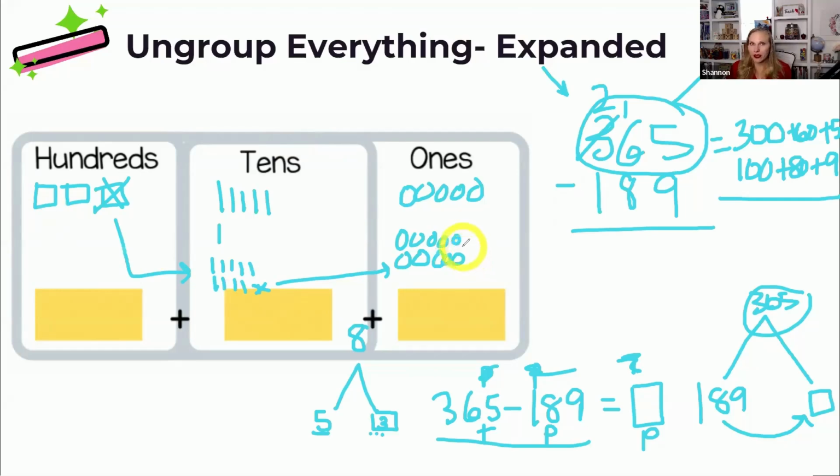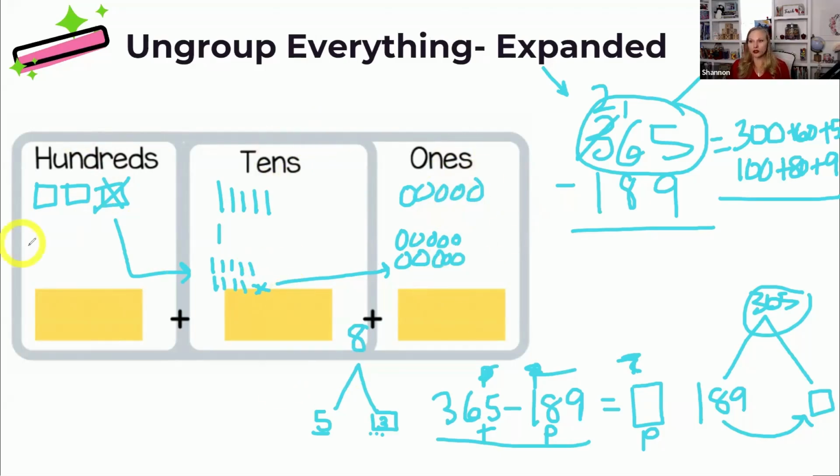Now I could repeat it. I could say, well, I have 5 ones. I have to take away 9. I don't have enough ones ungrouped. So I'm going to go next door. I'm going to ungroup a 10. I'm going to get 10 ones. That's going from the right to the left. Now, how do I subtract? Well, I can ungroup everything and now just do all the subtraction at once. Or I can ungroup the hundreds, do that subtraction. Ungroup the tens, do that subtraction. Ungroup the ones, do that subtraction.